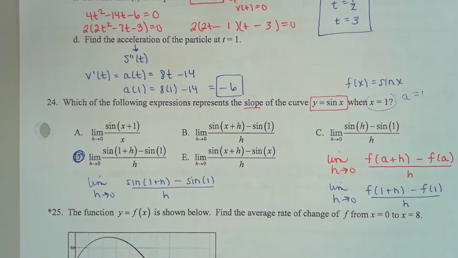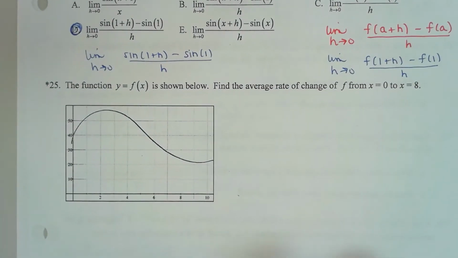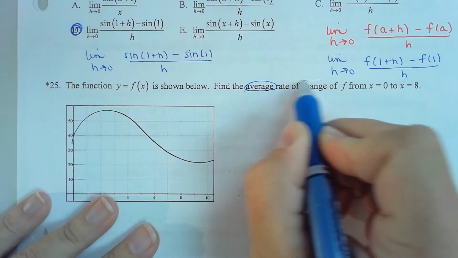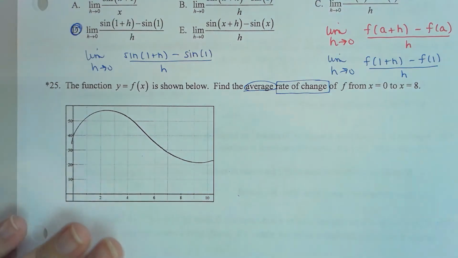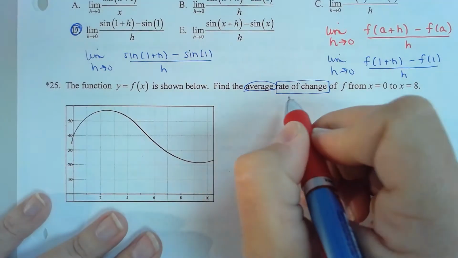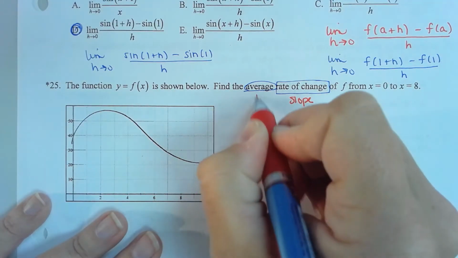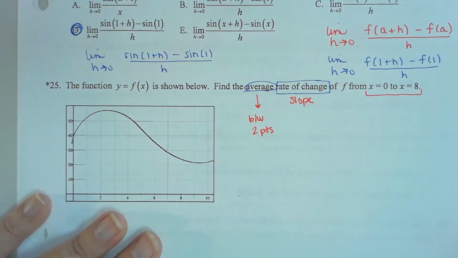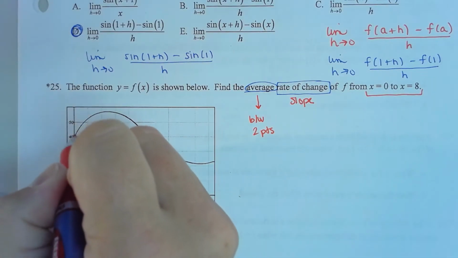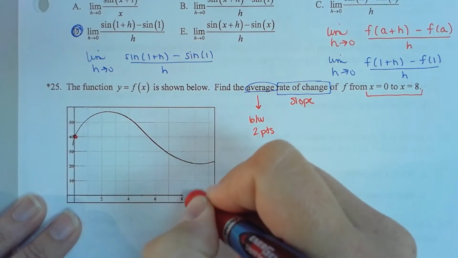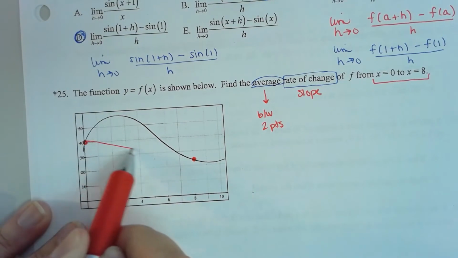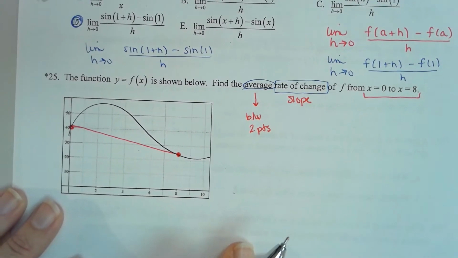Okay. All right, let's do this last one here on the non-calculator portion. We have a function shown below, and I'm sorry the graph did not turn out very well. Find the average rate of change of f from 0 to 8. So rate of change means slope, average means between 2 points, and those 2 points are 0 and 8. So here's the point at 0, and here's the point at 8. This is an Algebra 1 question. I want you to find the slope of that segment.